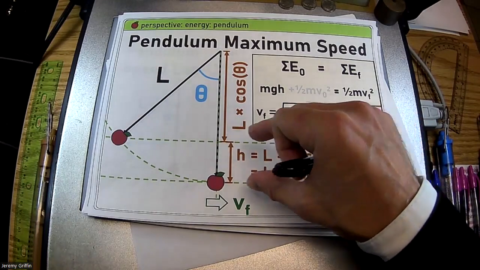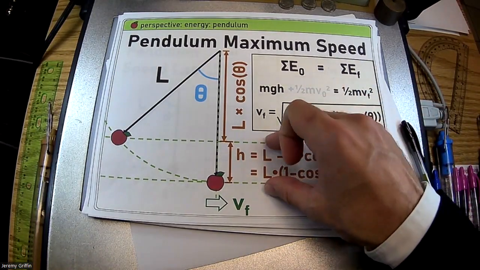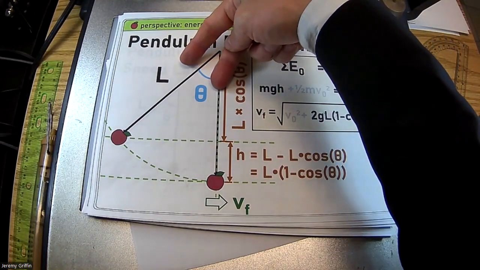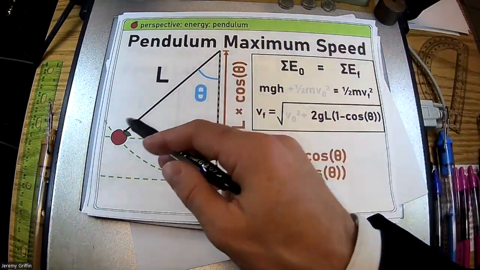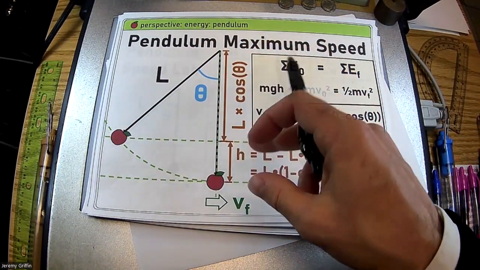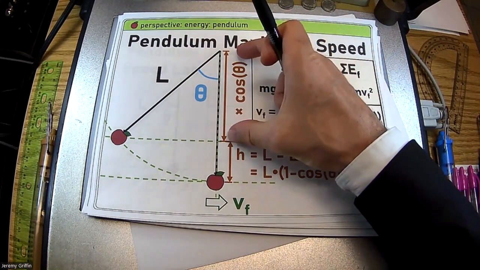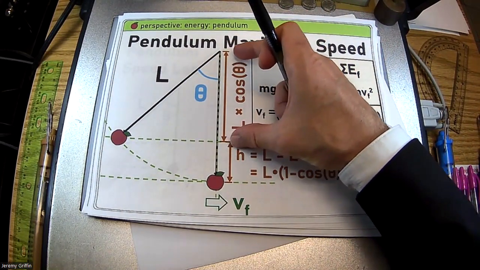But this height change has some extra fun geometry tagged to it. What is this height change, in terms of the length of the pendulum and the starting angle from the vertical? Let's step through how you get that. Do you see a nice right triangle right here? One of the first things we ever did in this class was vector components, sine, cosine. This leg of this triangle is L cosine theta, isn't it?